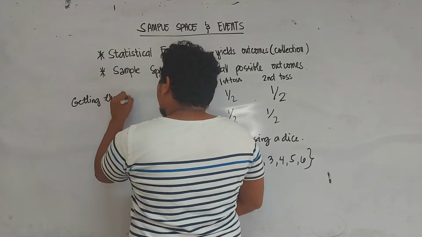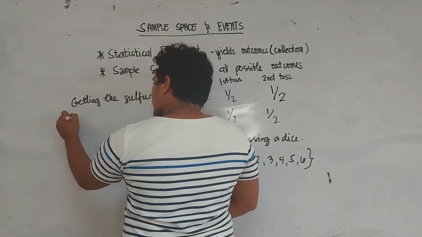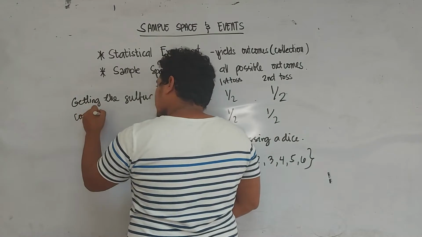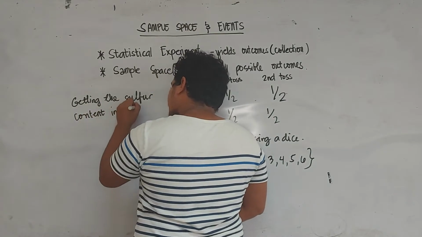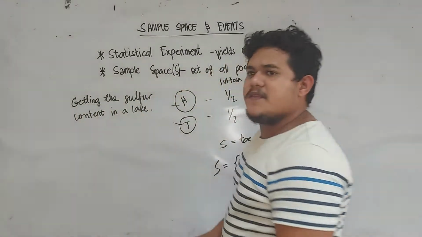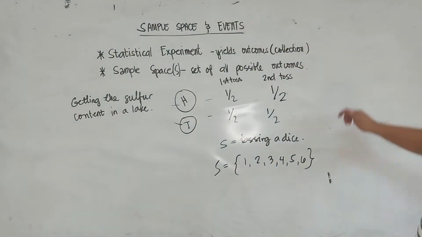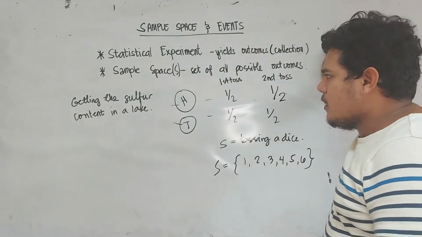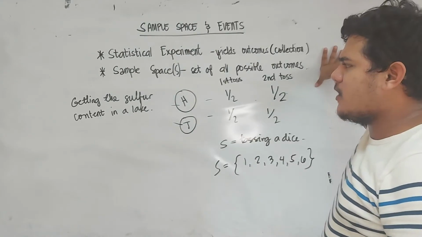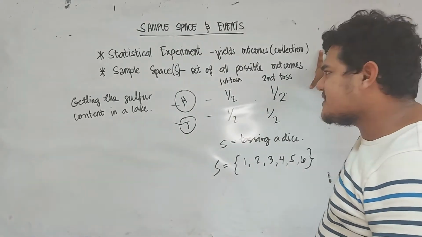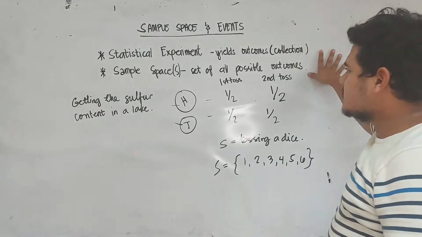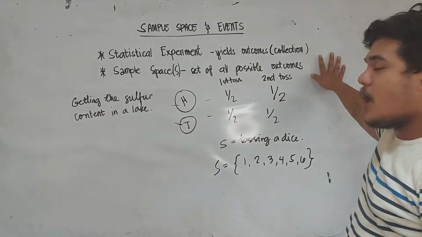Teacher, what if I give you this example: getting the sulfur content in a lake. Is that a statistical experiment? If you want to get the sulfur content of a lake, is that a statistical experiment? Let's try to see. Sample space, these are all the possible outcomes.